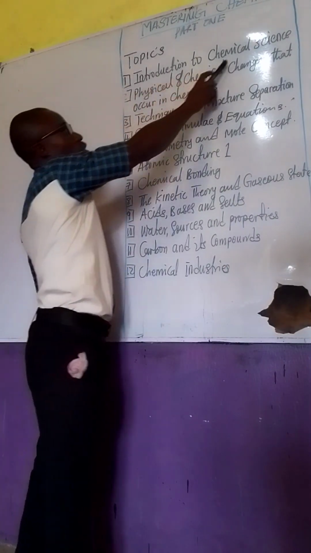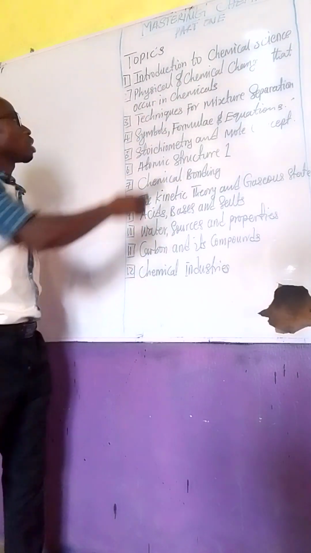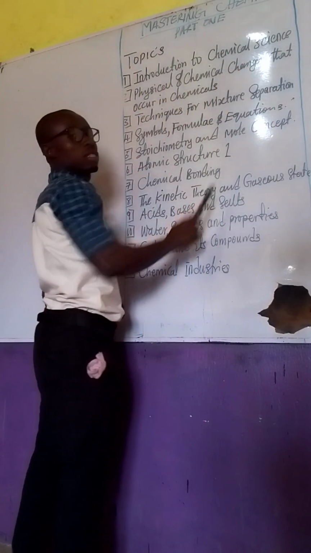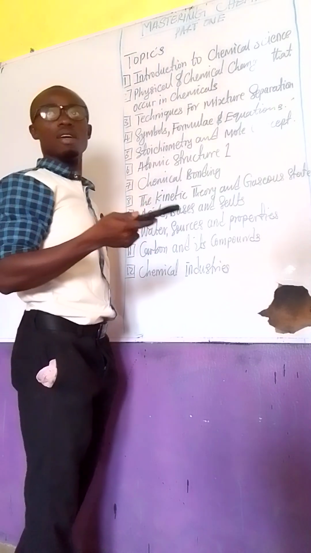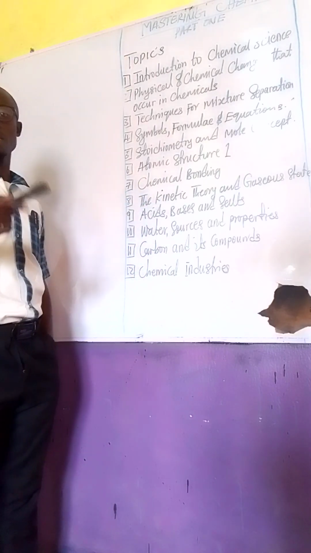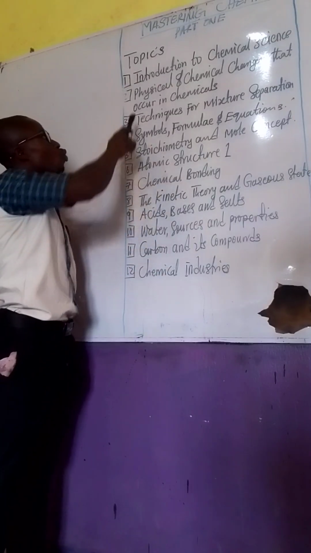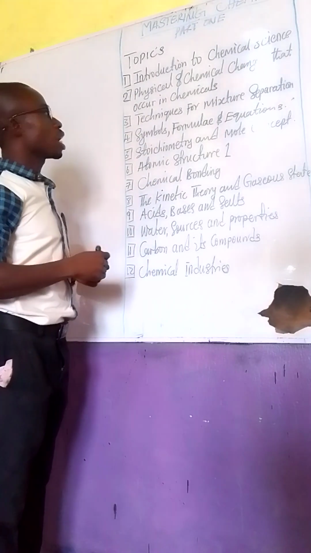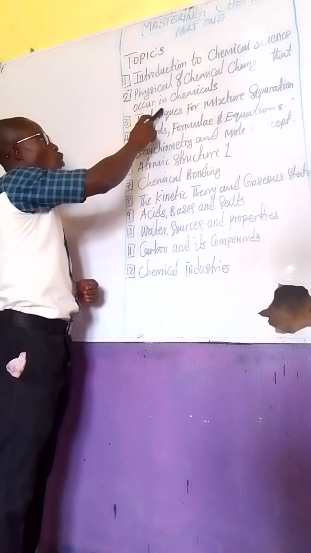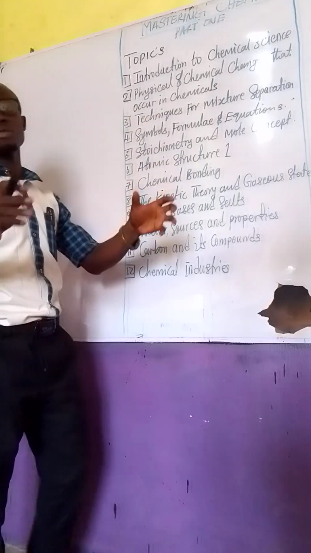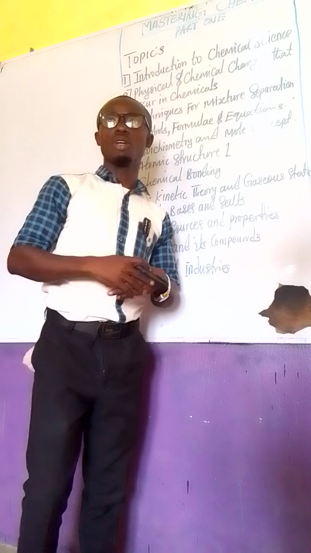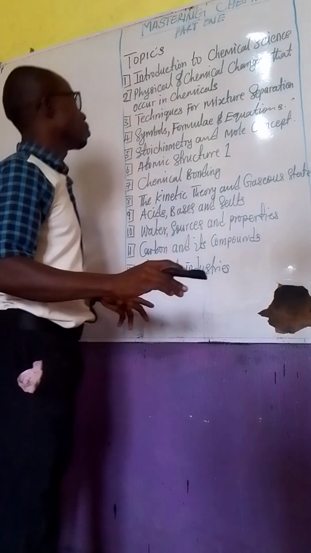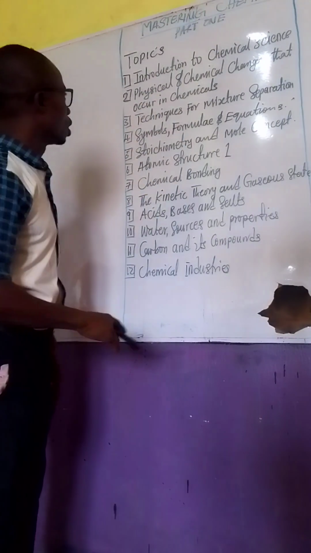First, we talk about Introduction to Chemical Science. Introduction to Chemical Science is the same thing as Introduction to Chemistry. You know, we talk about chemical. Chemical can be referred to as the root word of chemistry. Two, we are going to discuss physical and chemical changes that occur in chemicals. We have two types of changes that occur in chemicals, either physical changes or chemical changes. Take note of them. I'm going to discuss it in detail.